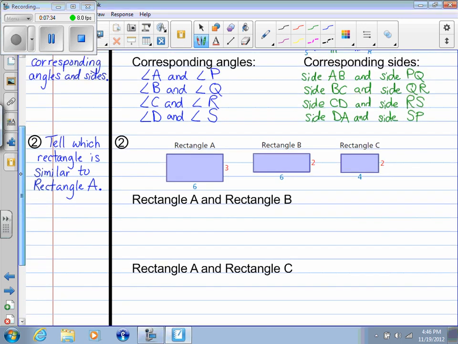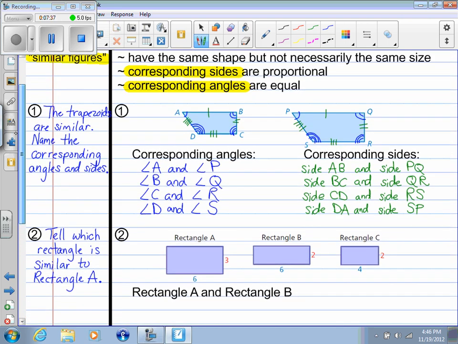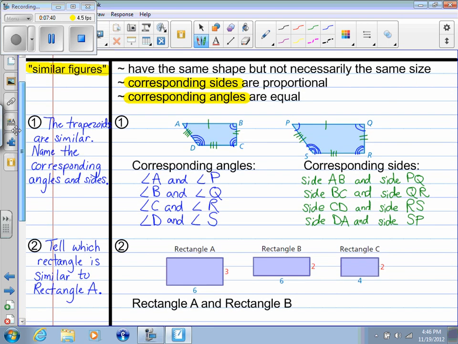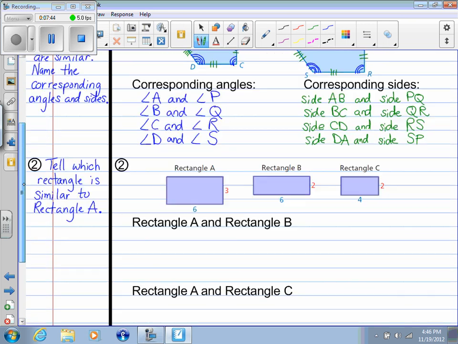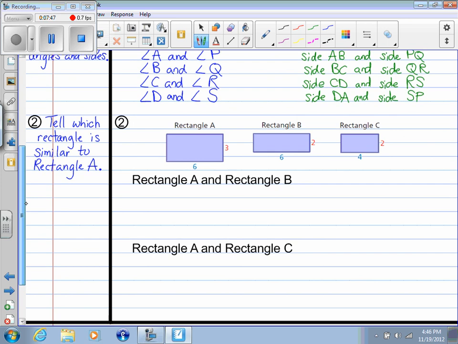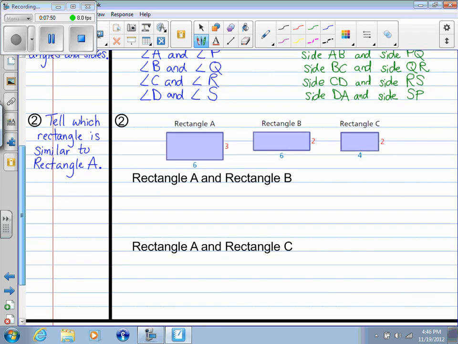Okay. Remember up in the definition, it told us that if they are similar figures, then corresponding sides will be proportional. So let's see if we can get these to fit into a proportion. If they're proportional to rectangle A, then they will be similar to rectangle A. So first we're going to look at rectangle A and B. Rectangle A has a side of 3 and a side of 6. Rectangle B has a side of 2 and a side of 6. So I'm going to write those in ratio form and see if the ratios are equivalent to each other.